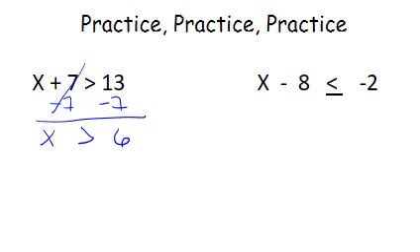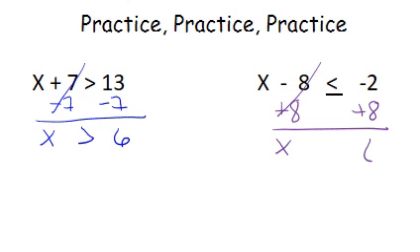Our next one, x - 8 ≤ -2. X is on the left, that's great. We have a minus 8. The inverse operation is to add 8 on both sides. The 8's cancel, x comes down. Negative 2 plus 8 is 6. And did we multiply or divide by a negative? No, so our inequality symbol comes down just like it is.